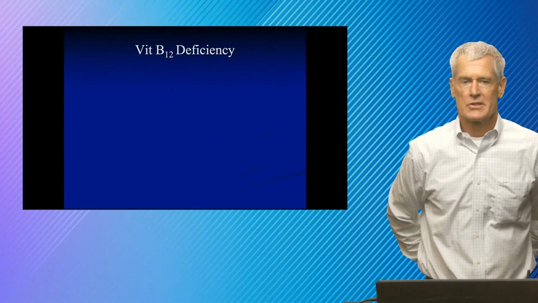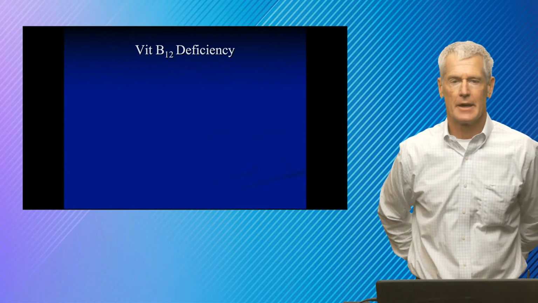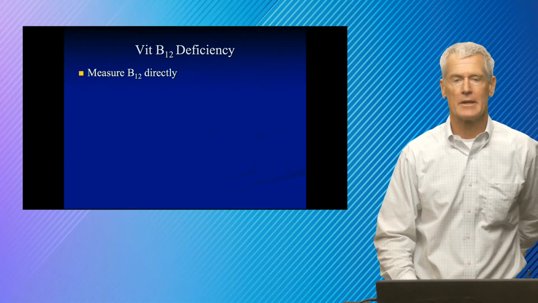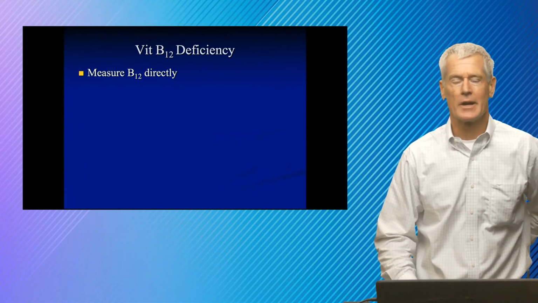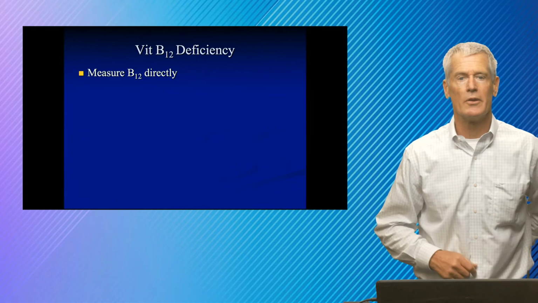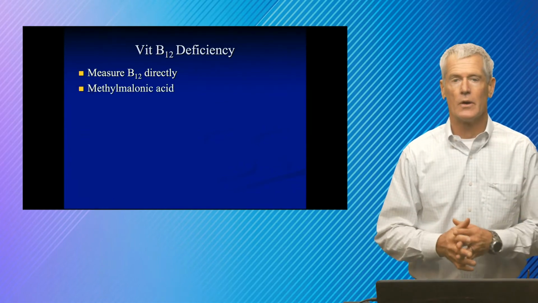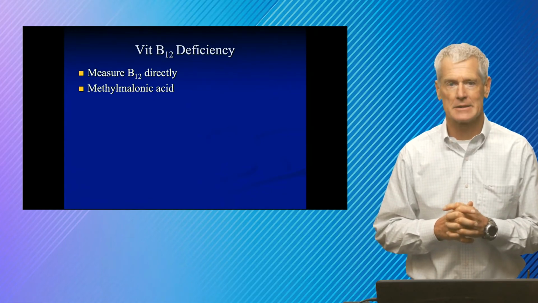Vitamin B12 deficiency is the cause of pernicious anemia, and you can measure vitamin B12 directly with an immunoassay. And immunoassays typically are okay, but at the low end, which is really where you need them to work, they don't work so well. So there's other ways to address B12 deficiencies, and one of those is methylmalonic acid.